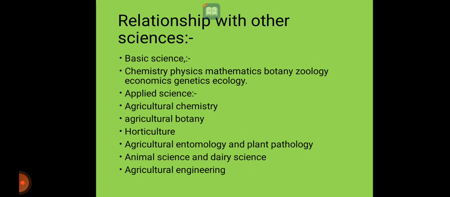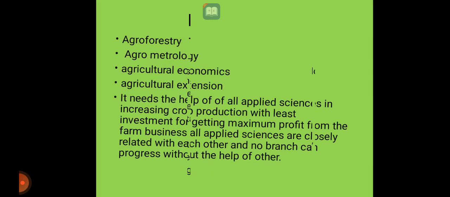Then we discuss agricultural horticulture. Horticulture is also concerned with vegetables, flowers and fruit production. These are highly remunerative crops, included in the cropping system for increasing net profit. So all these sciences of agriculture will help agronomy for field and management.